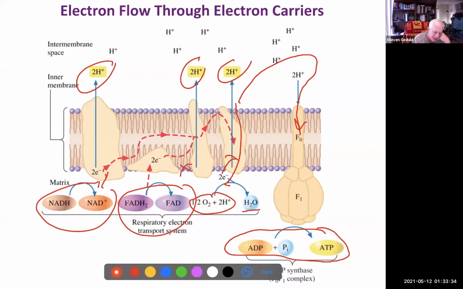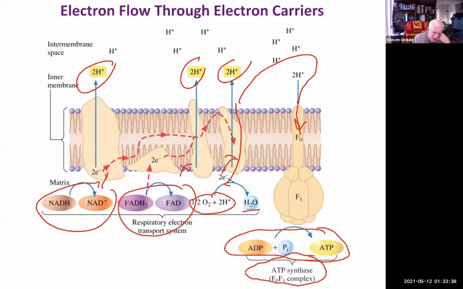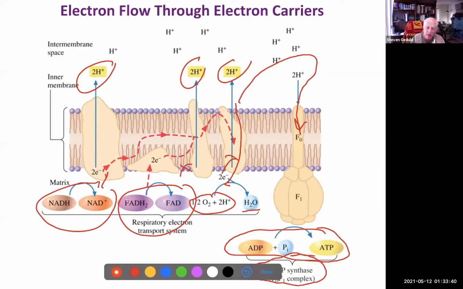Then just remember, this is the last site right here. This is our ATP synthase. The FO-F1 complex, when it comes together, the protons go through the channel, and that's what gives the energy to form ADP to ATP.